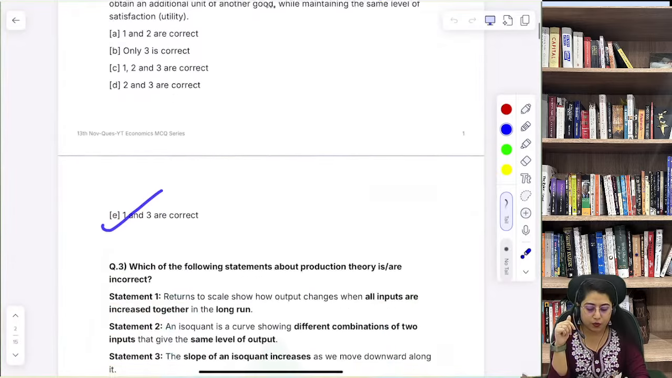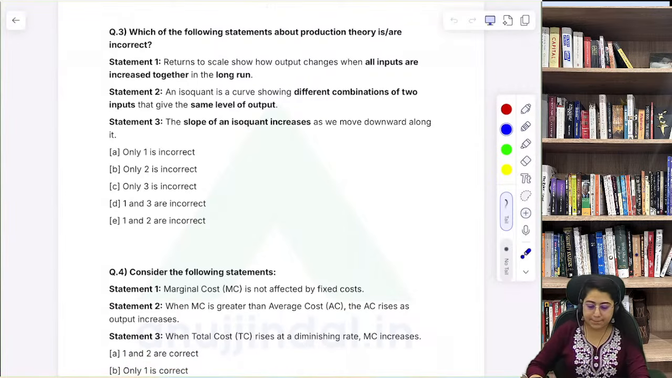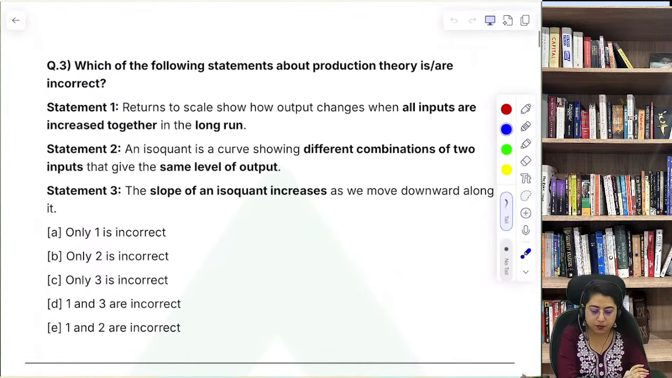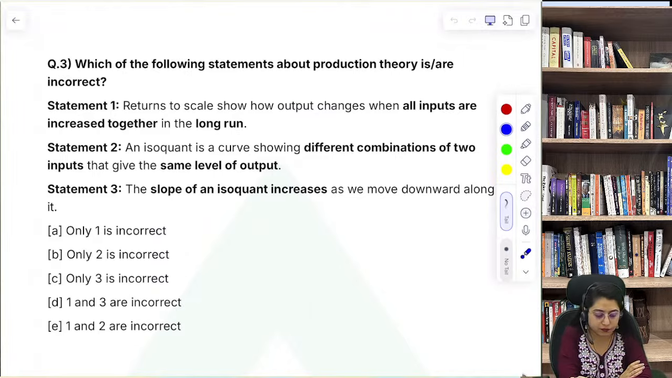Okay. Which of the following statements about production theory are correct? Question number 3, anyone? Question number 3, Janvi, Himanshu. What do you mean by production theory? What is production theory?